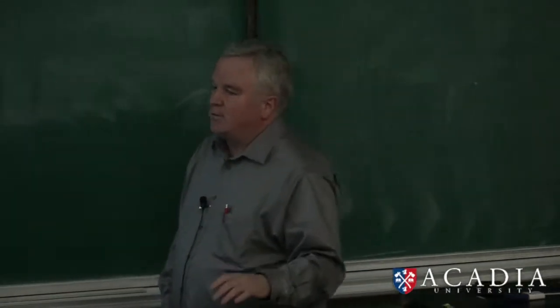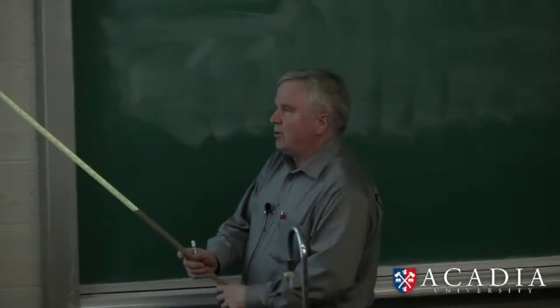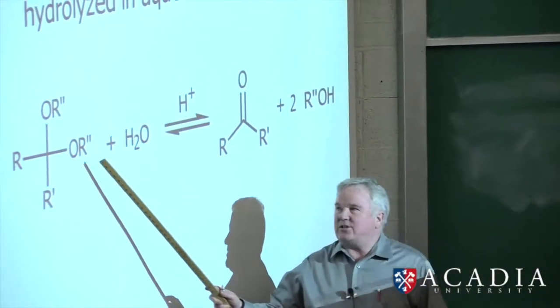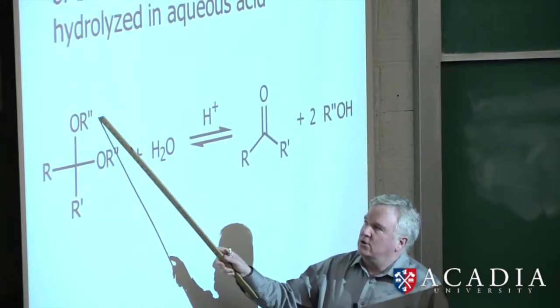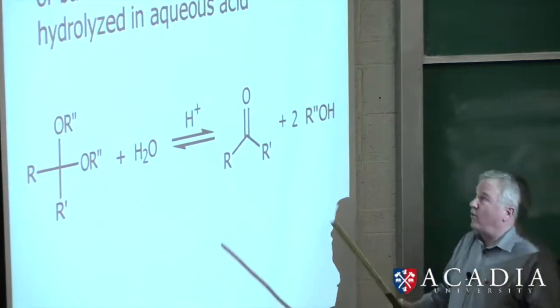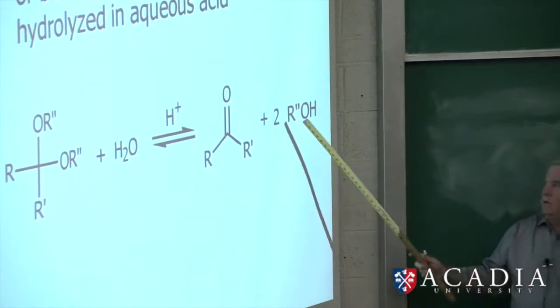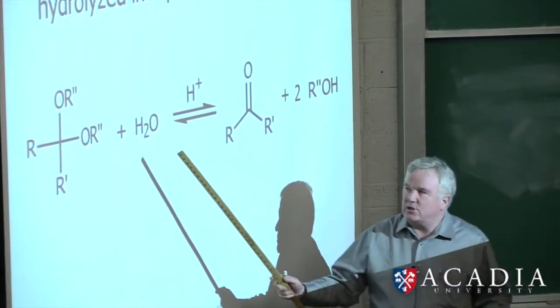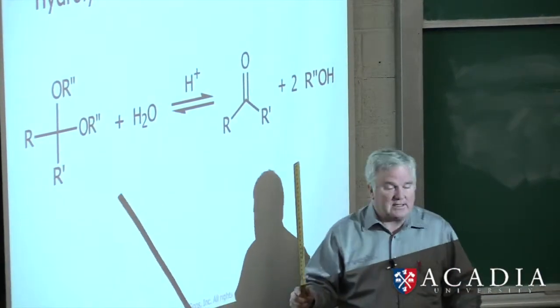Last class, we talked about the reaction. We talked about this reverse reaction. We talked about the formation of acetals. And remember, acetals have two alkoxyl groups bonded to the same carbon. That carbon was formerly a carbonyl compound. When we react alcohols with a carbonyl compound, under the right conditions, we can get the formation of an acetal.